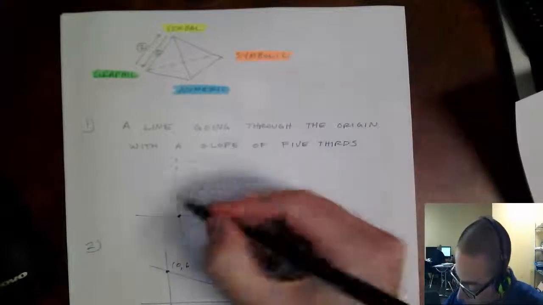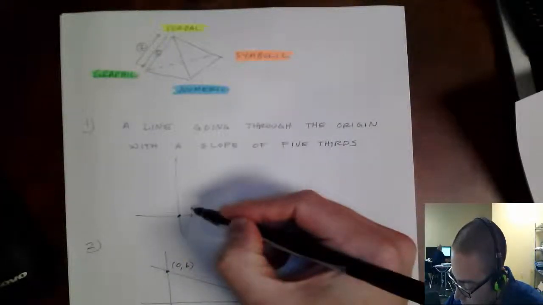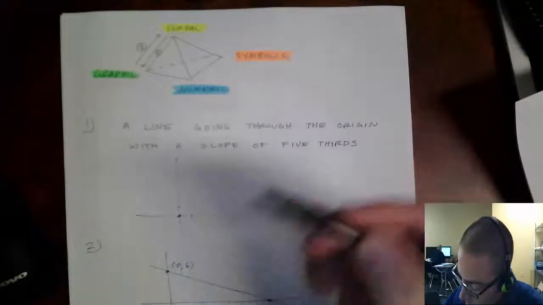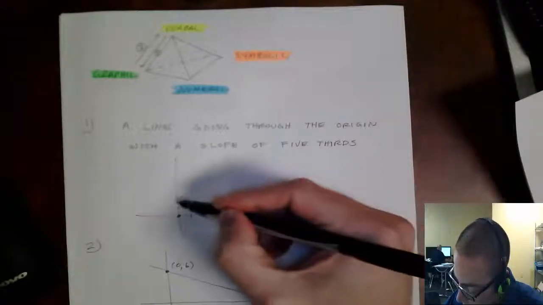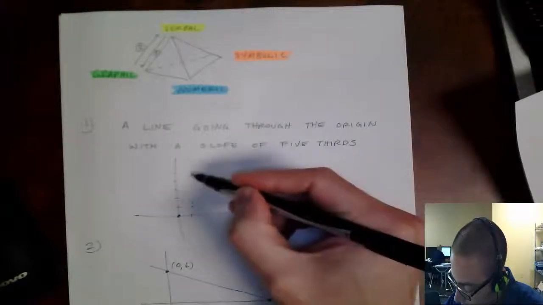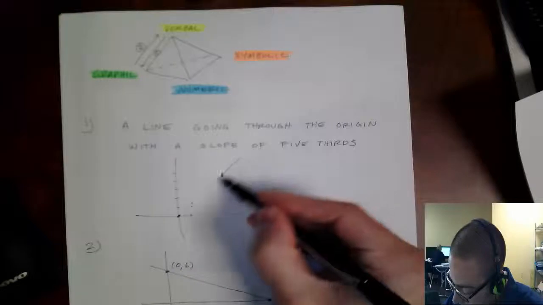And it has a slope of 5/3, so that means for every 1, it goes up 5/3, which is a little more than 1, isn't it? Or if I use proportional reasoning, that means it goes up 5 for every 3. So 1, 2, 3, 4, 5 over 1, 2, 3. So that would be another point on the line. And it looks like that.